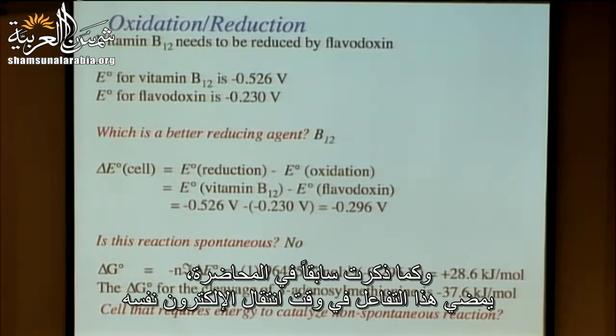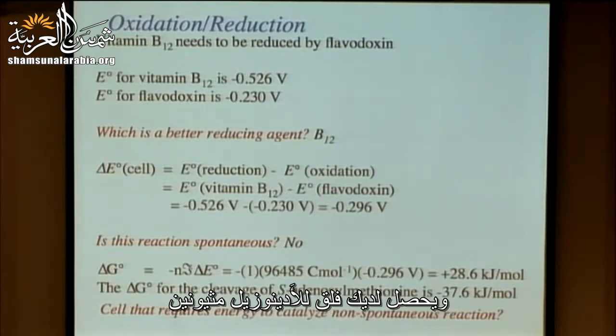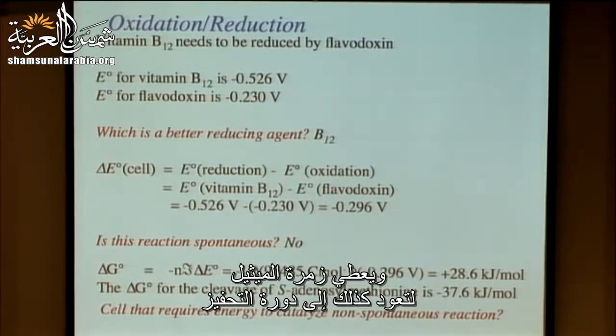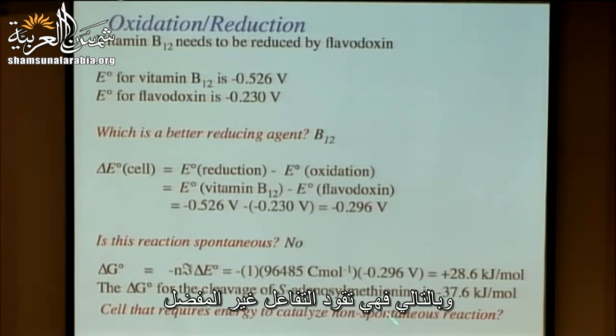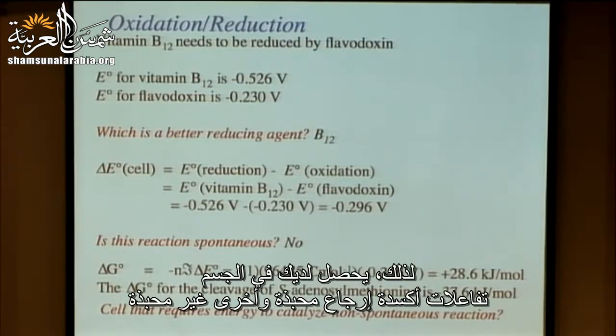And as I mentioned before in class, the way this reaction goes is that at the same time an electron goes in, you also cleave S-adenosyl methionine, which gives the methyl group to also return to the catalytic cycle. And that process is very favorable, -37.6 kilojoules per mole. So it drives the unfavorable reaction. So in the body, you will have favorable oxidation reductions, and you'll have unfavorable ones.